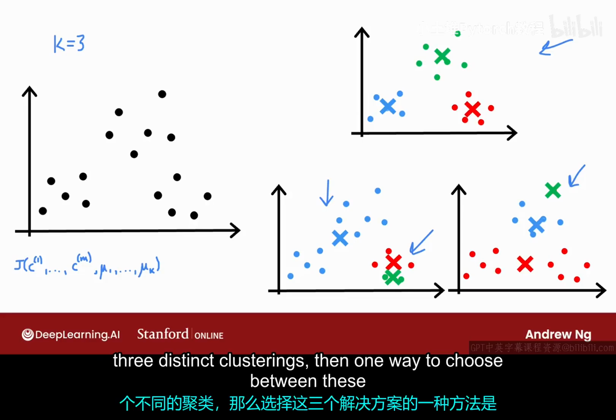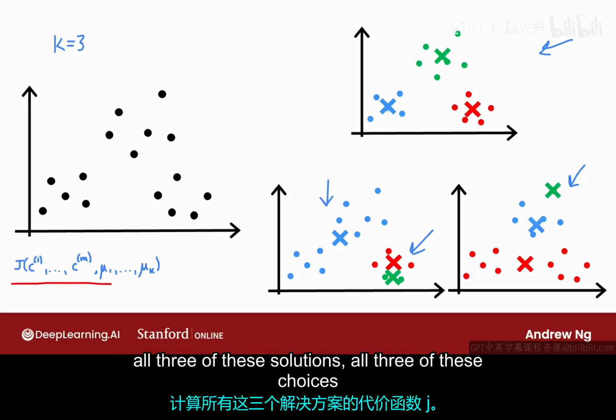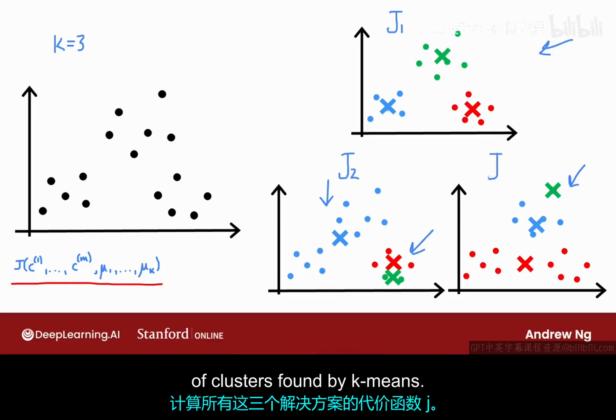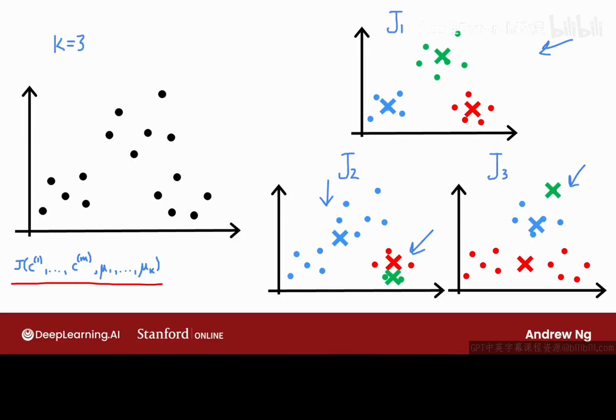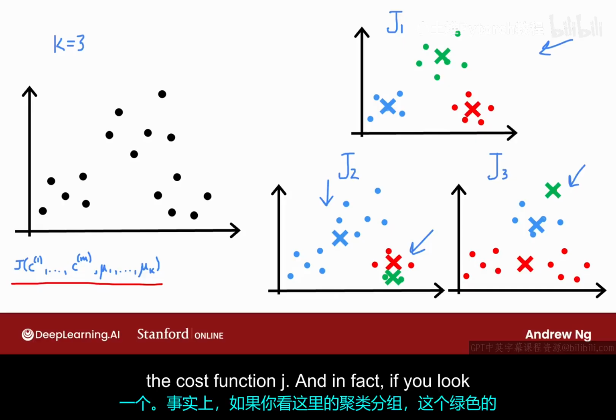then one way to choose between these three solutions is to compute the cost function J for all three of these solutions, all three of these choices of clusters found by k-means, and then to pick one of these three according to which one of them gives you the lowest value for the cost function J.